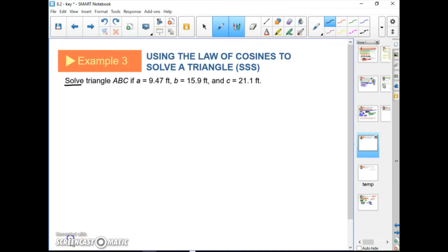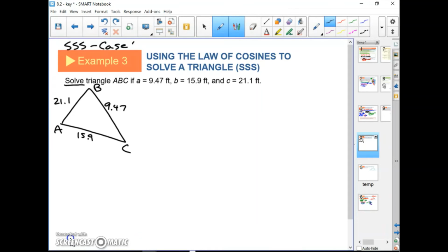Example 3 has us solving another triangle, so I would try diagramming it again. But notice side A is 9.47, side B is 15.9, and side C is 21.1. Pretty obvious this time we've got side, side, side. That's going to be case 4, law of cosines.